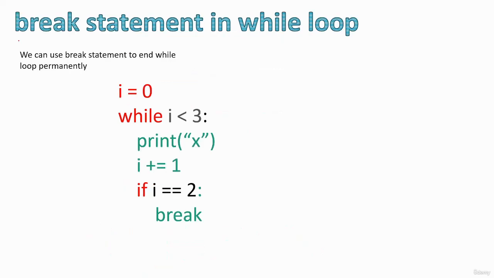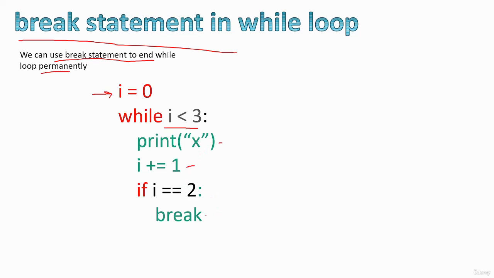Now let us talk about two control statements in while loop. First one is break statement. We can use break statement to end while loop permanently. So let us see this example. I have created variable called i equal to 0. Then the condition is i less than 3. Then print x, i plus equals 1. If i equal to 2, break.